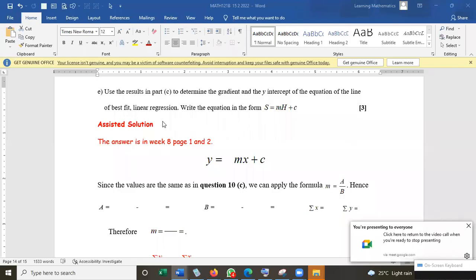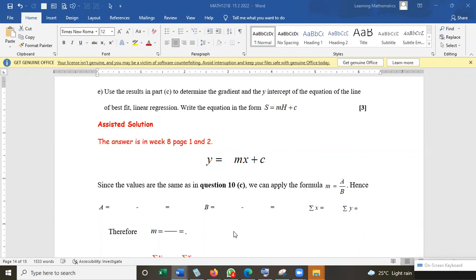This question is saying, use the results in part C to determine the gradient and the y-intercept of the equation of the line of best fit. Write the equation in the form S is equal to MH plus C. So it's a linear equation we're going to find. To formulate, we want to calculate M and C. M is the international symbol for gradient and C is the y-intercept.